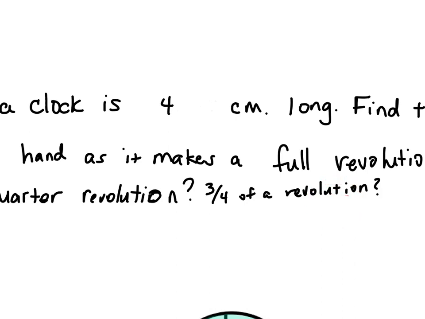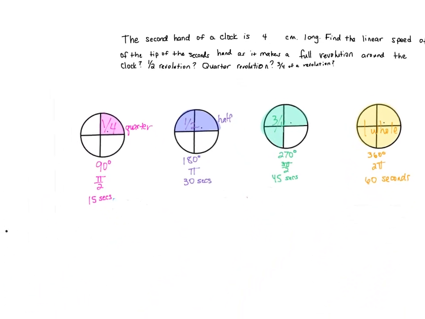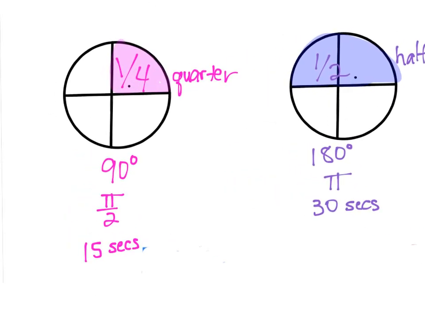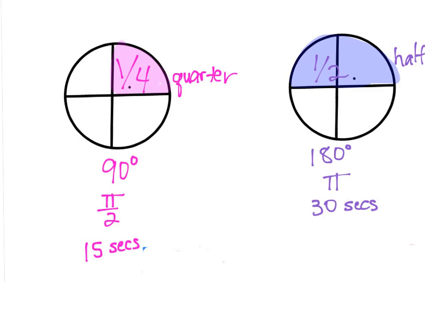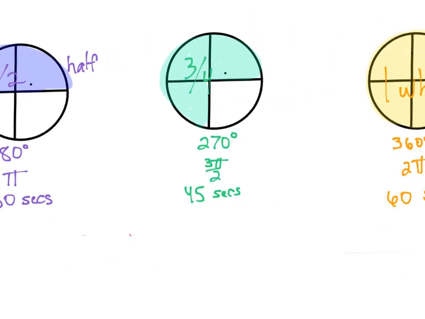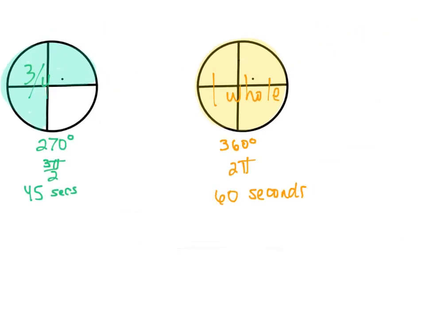All right, folks. I drew this lovely little picture on your notes. You need to know that if they talk about a clock and the rotation, a quarter rotation has a radian measure of pi over 2, and the time is 15 seconds. A half rotation is pi in radians and 30 seconds. Three-quarters of a revolution is 3 pi over 2, and our time is 45 seconds. And one whole revolution is 2 pi and 60 seconds.